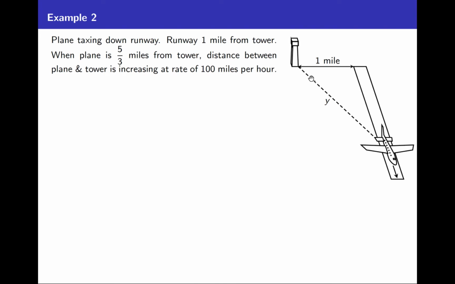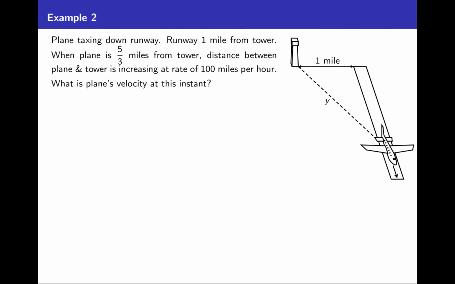Now that distance would be here, the distance from the tower to the plane. Let's represent that as y. At the precise instant that the plane is 5/3 of a mile from the tower, when y is equal to 5/3, that distance y between plane and tower is increasing at a rate of 100 miles an hour. The question is to find the plane's velocity at this instant. What is the velocity of the plane as it goes down the runway at the precise instant that the plane is 5/3 of a mile from the tower? That's the problem.